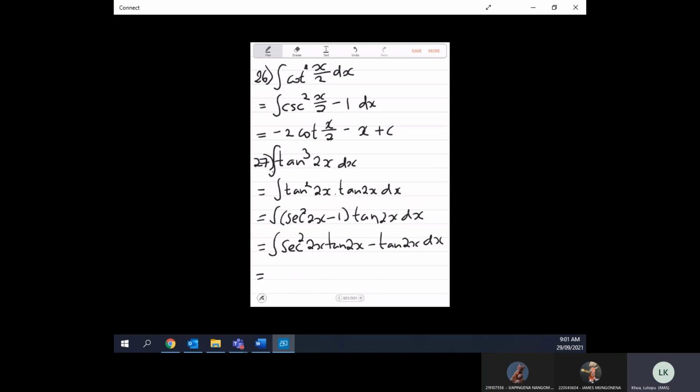Then for the first one, we use a u substitution. We will have tan to the power of 2 of 2x. We divide by 2 because of the power that goes up there, and then divide by 2 again because that is the derivative of what we have there. So now we are just dividing by 4.